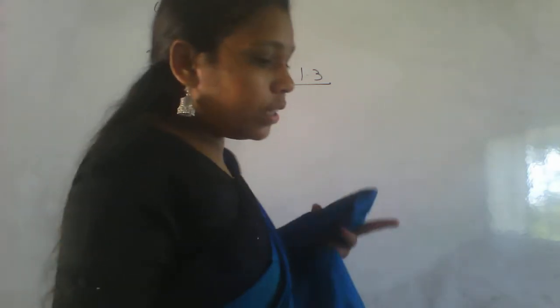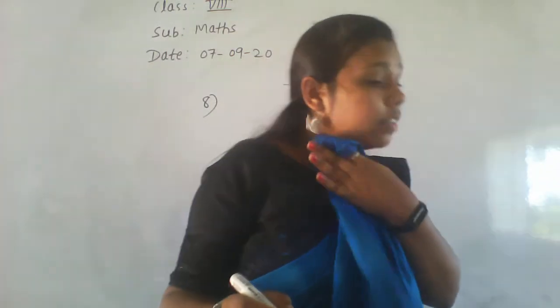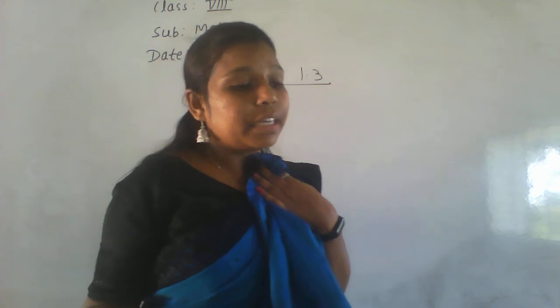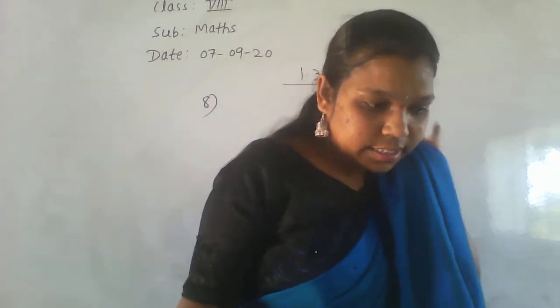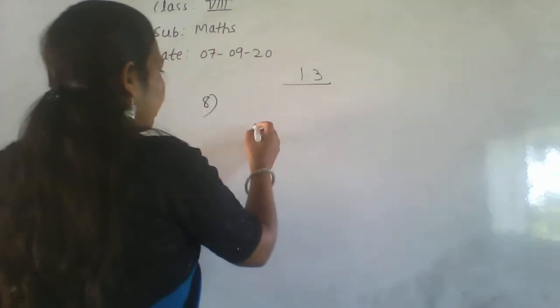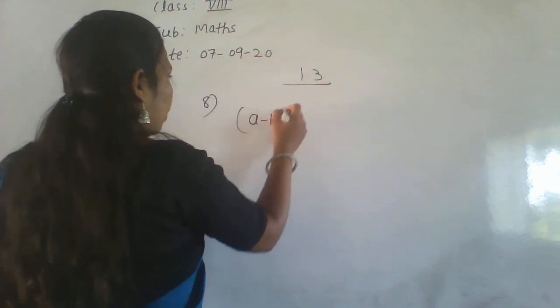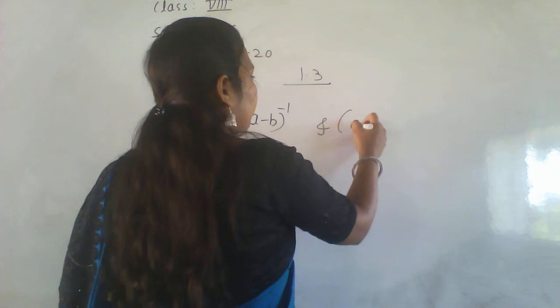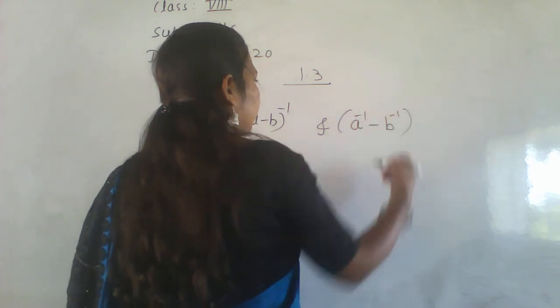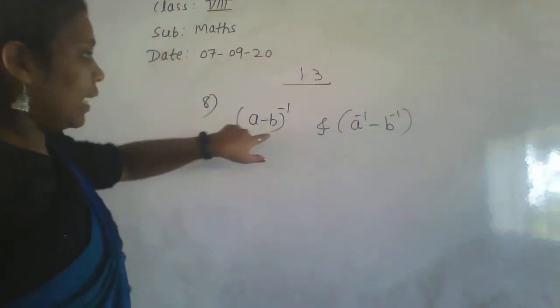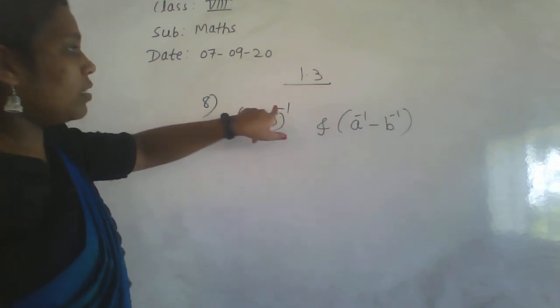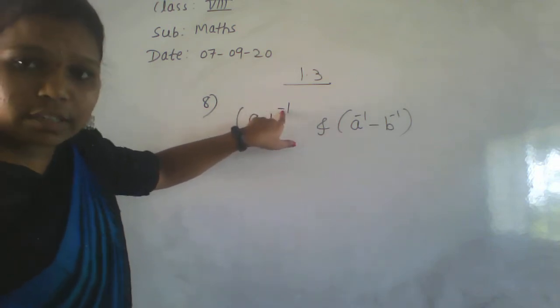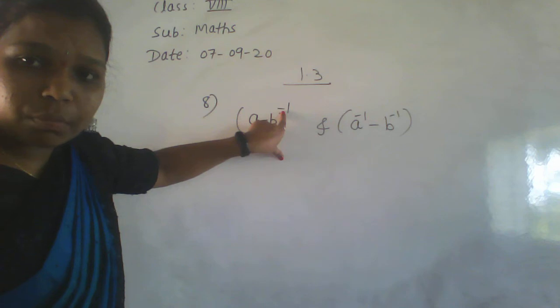What is the 8th question? Find 3 rational numbers between (a minus b) whole inverse and a inverse minus b inverse. How to read this one? (a minus b) inverse. This is called the inverse, right? I hope everyone knows this symbol.